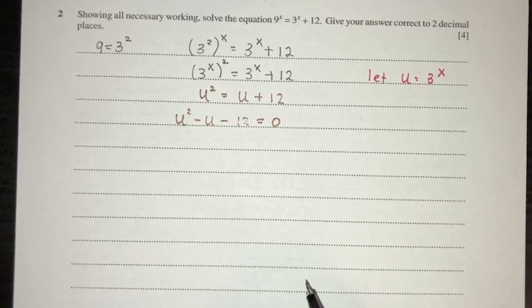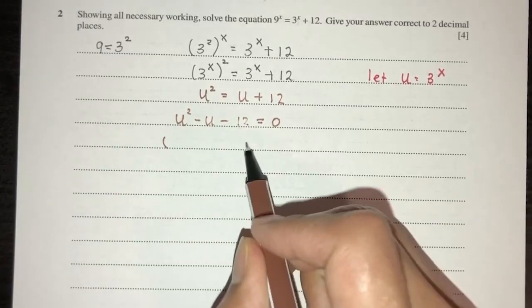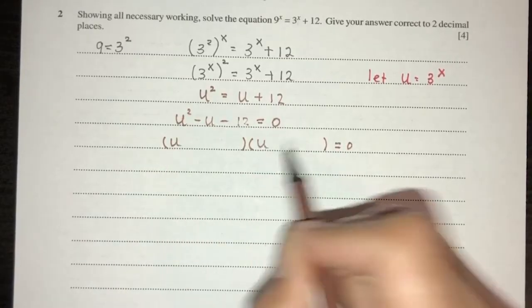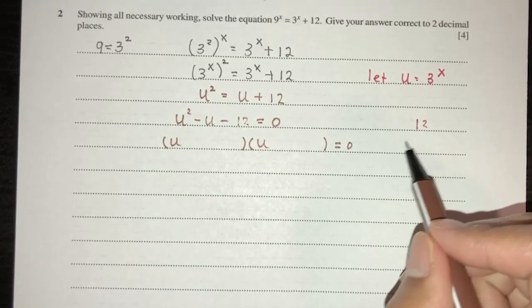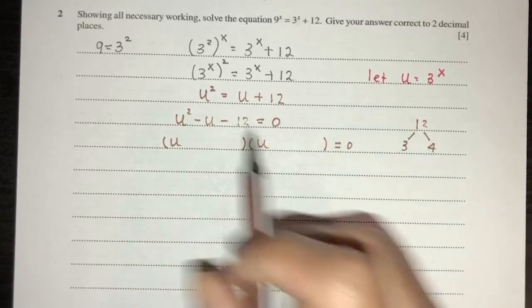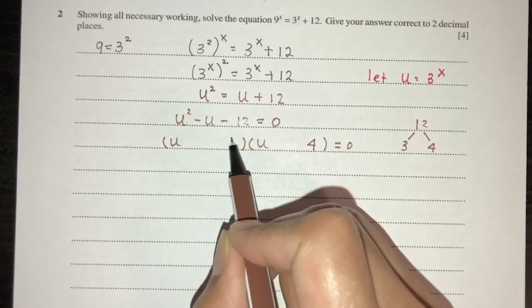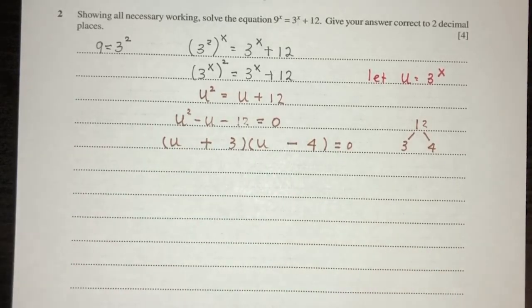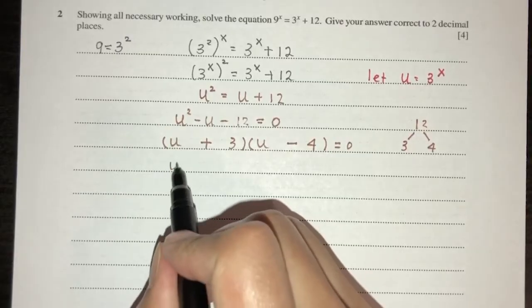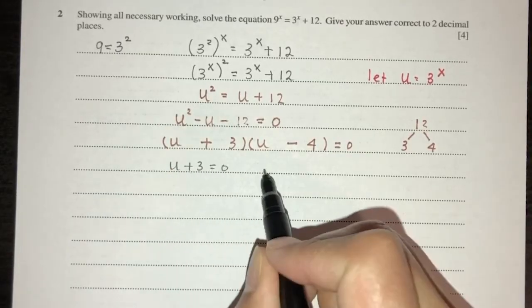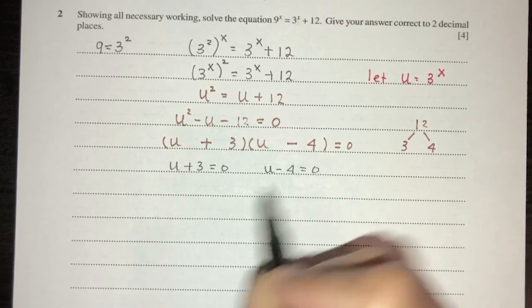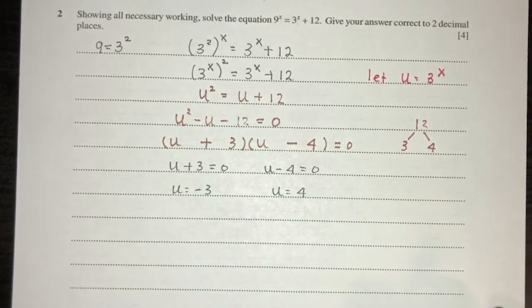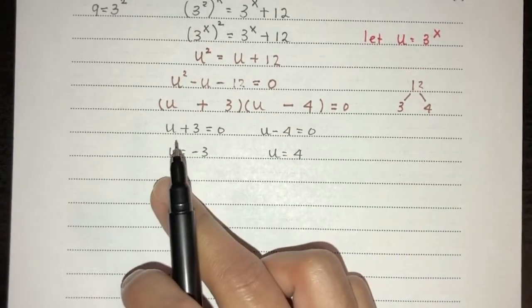Now next step is to factorize this equation. It is a simple quadratic equation. u squared is u times u, and for 12, the factors are 3 times 4, right? So we can use that to get minus 1. So 4 is here, 3 is here. To get minus 1, we have to have minus 4 plus 3. So your answer is u plus 3 is equal to 0, u minus 4 is equal to 0. So u will be minus 3, u will be 4.